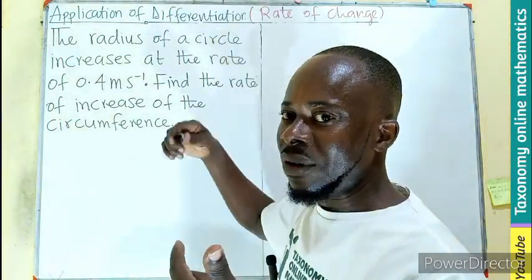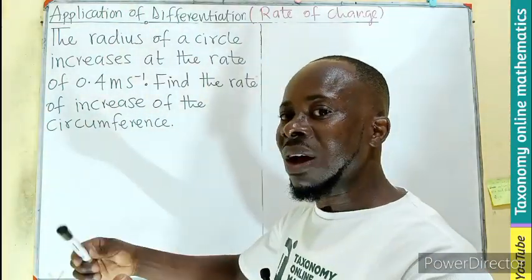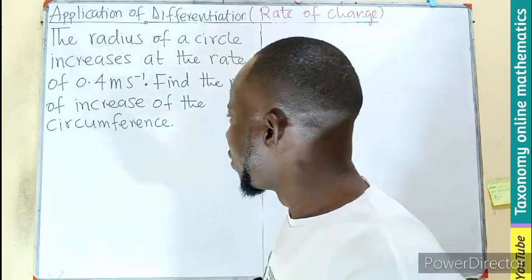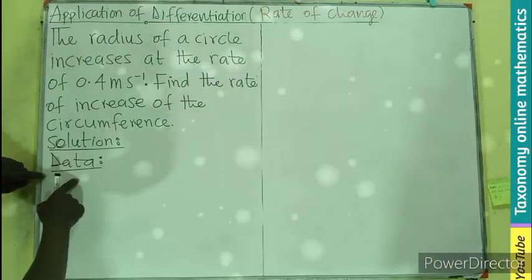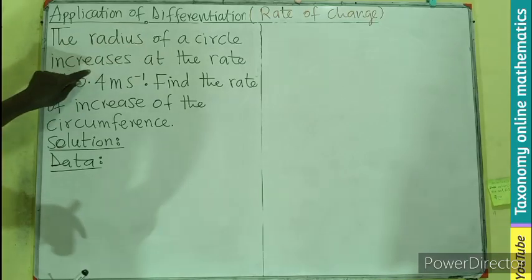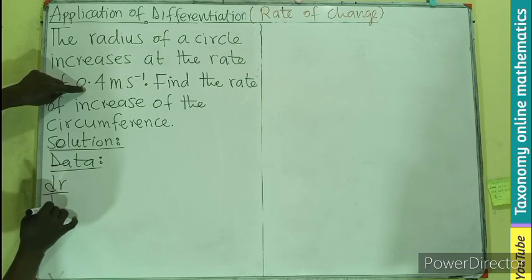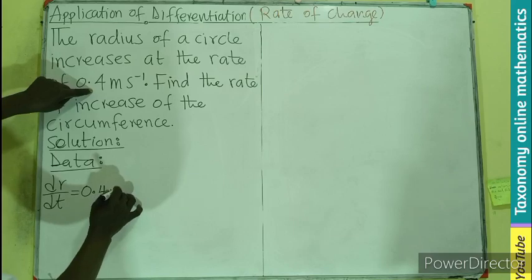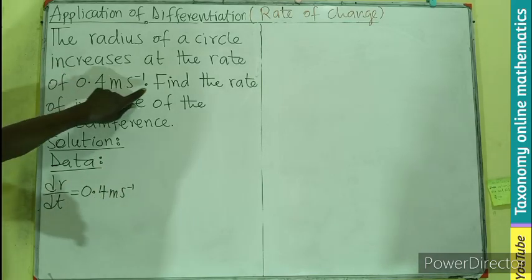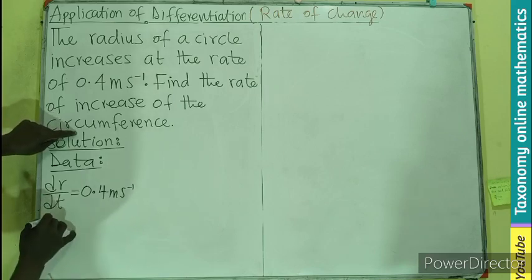So we need to have a fair knowledge of the circumference. What is the formula for the circumference of a circle? First of all, let's pick the data from the question. The data we have is: the radius of a circle increases. That is the change, the rate of change is given. So that is dr/dt, with respect to time, 0.4 meter per second.